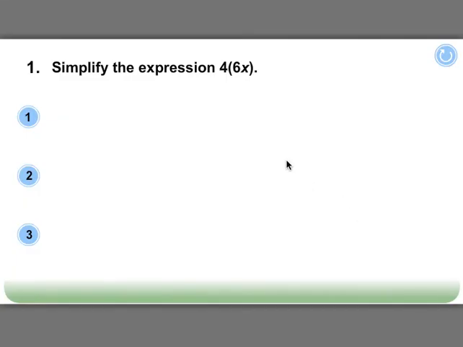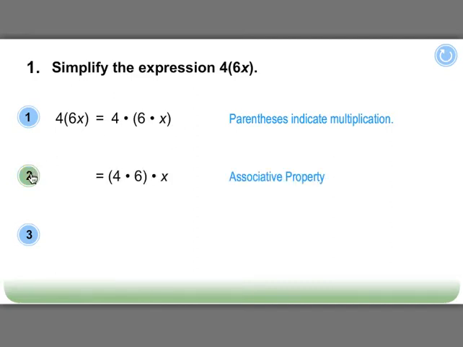Let's simplify the expression 4 times 6x. When we're saying simplify the expression, we mean solve it, do it, figure it out. 4 times 6x is really saying 4 times 6 times x. The parentheses, as we've talked about in class, mean multiplication. 4 times 6 times x can be written like that. That's called the associative property, which we've also covered in class. So 24x, multiply 4 and 6.